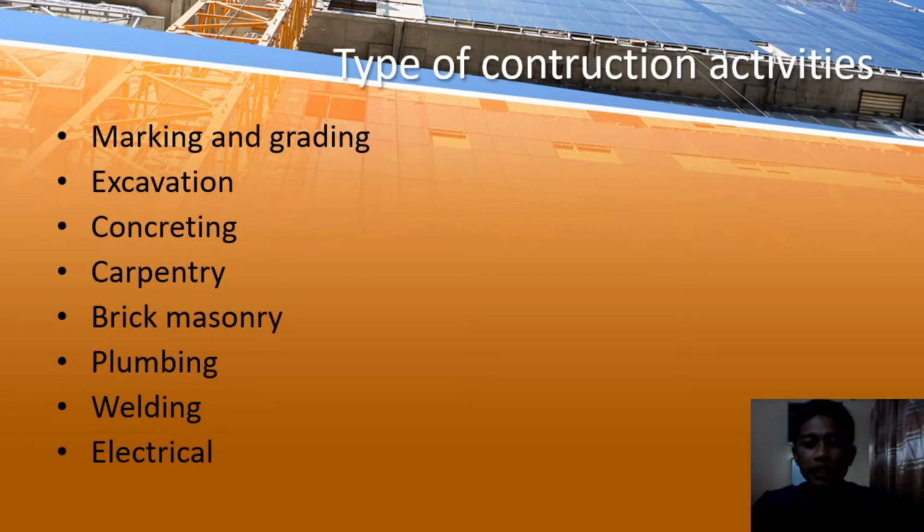Types of construction activities. There are many types of construction activities such as marking and grading, excavation, concreting, carpentry, brick masonry, plumbing, welding, and electrical. Marking is one of the first construction activities, which involves marking the area of the plot for reference. This helps the workers to always be able to orient themselves in terms of their workspace. Grading helps to ensure the building is even, lasts long, and maintains maximum support.